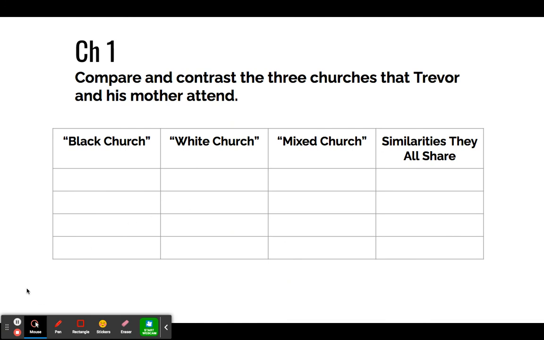So after reading the first part of chapter 1, you are going to take a minute, and in these slides, this is a table that you can edit, you are going to compare and contrast the 3 different churches that Trevor and his mother attend. You're going to describe to me, what does he say about Black church, white church, and mixed church, and then if there's anything that they have in common, I want you to write it down in this column. So go ahead and do that.